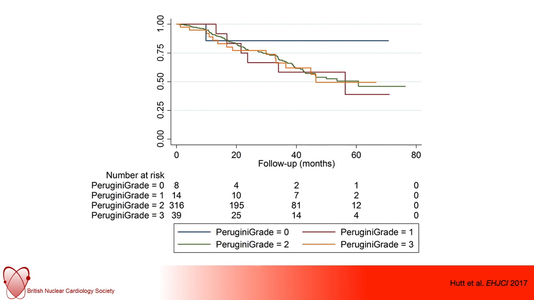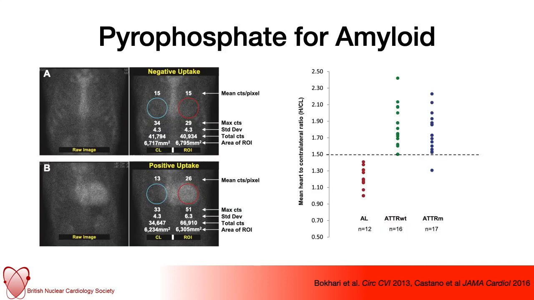And this is interestingly what they do in the US, where they use pyrophosphate, so PYP scintigraphy, which is akin to DPD but subtly different in other ways, and ways that we're only really beginning to fully appreciate. So Boccari and colleagues in 2013 used a heart to contralateral ratio, where they draw a region of interest over the heart and a region of interest over the contralateral lung, and found that a heart to contralateral ratio of over 1.5 was remarkably sensitive, around 97% sensitive and 100% specific for TTR cardiac amyloid. You can see that on the graph on the right hand side, and this was in around 45 patients that they had.